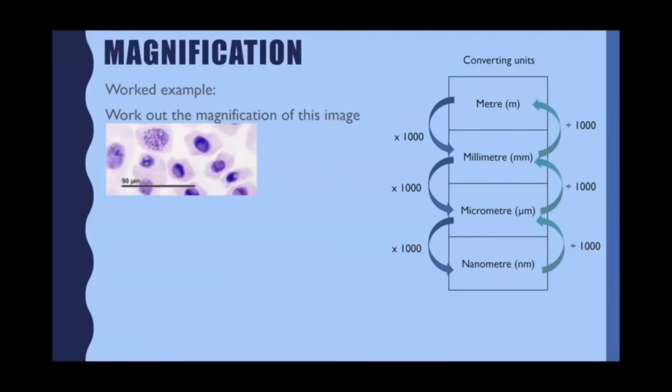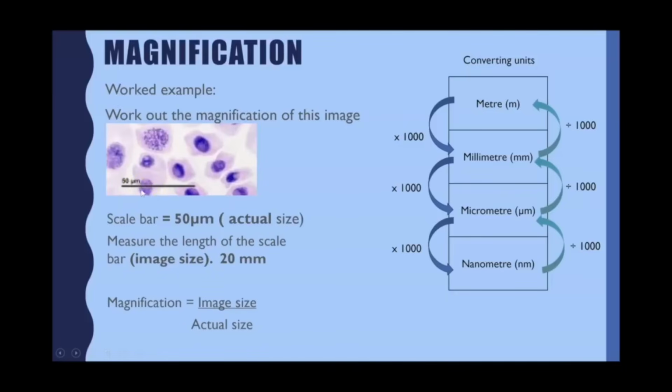So just to go through a worked example, we've got here, it's a bit blurry, but I'll put in all the details. You could be asked to work out what is the magnification of this micrograph image. And they've given you a scale bar. Now, if you're shown a scale bar, what that means is the length of that bar is representing an actual size of 50 micrometres on this image. So our scale bar is the actual size, and that is 50 micrometres.